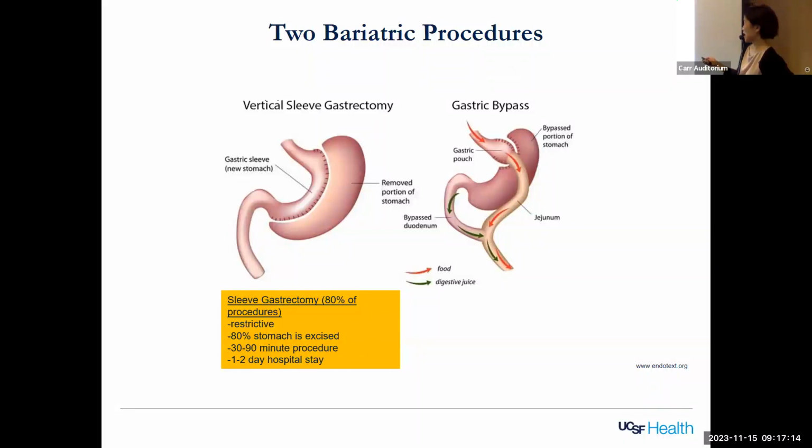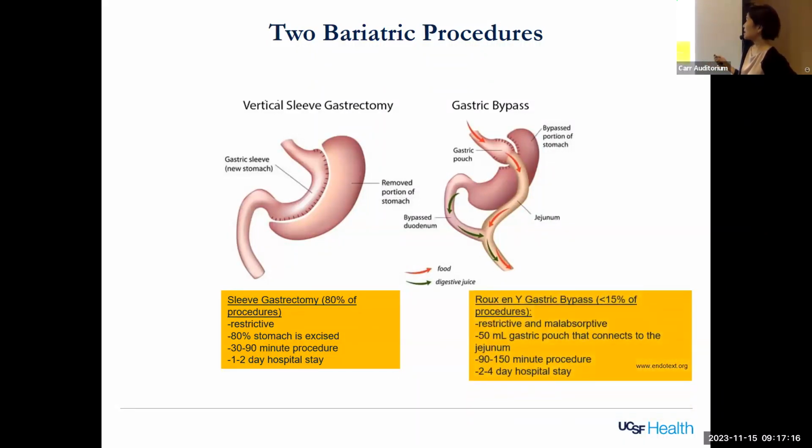And then we have the gastric bypass, which is a more classic procedure. 80% of the stomach is also taken out of commission. It actually stays in the body, but is no longer part of the digestive process. Then there is a second part where the duodenum is bypassed, so food from the gastric pouch goes to the jejunum. This is also restricting the amount of food that people can have at one time, as well as nutrient absorption, and there are different hormonal changes that happen because of the bypass.